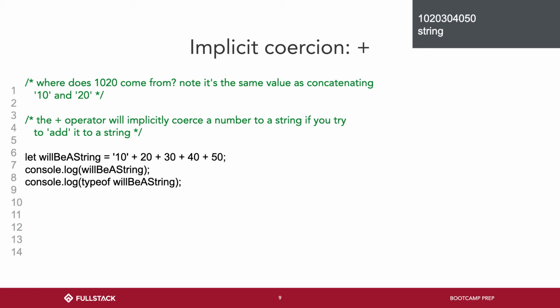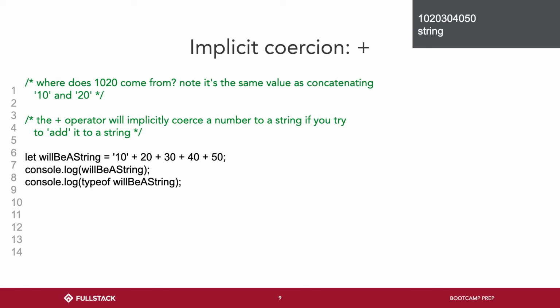So where does 20 come from? Notice the same values concatenating 10 and 20. The plus operator will implicitly coerce a number to a string if you try to add it to a string. So let will be a string 10 plus 20 plus 30 plus 40 plus 50, and then you see what we get over here. It is not what you would think it would be.